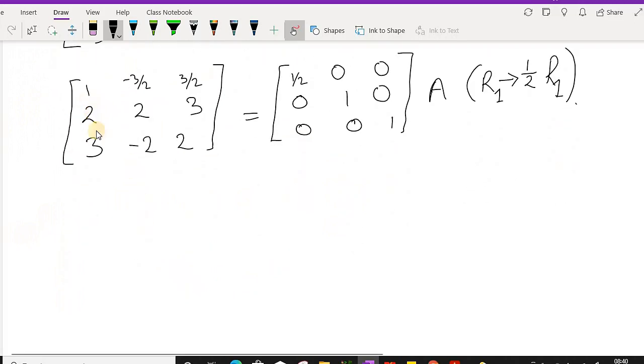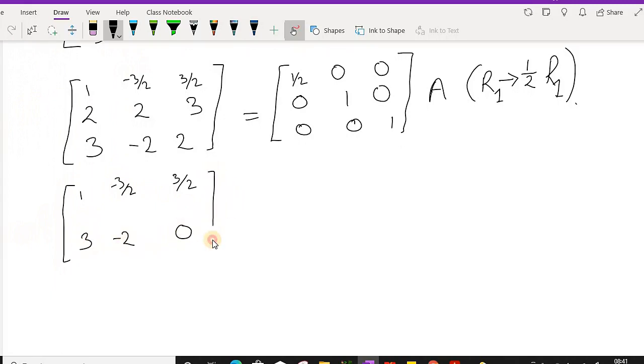Now you got a 1 here, so we have to make this one 0. So we have to change R2. So R1 will remain the same: 1, minus 3 by 2, 3 by 2. Let's make this thing minus 3 by 2. 3 minus 2 0.